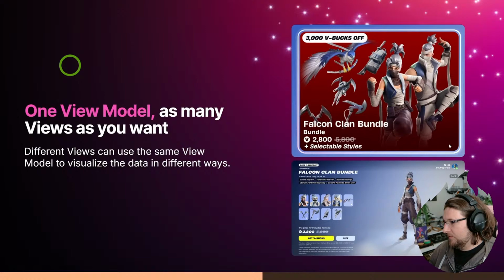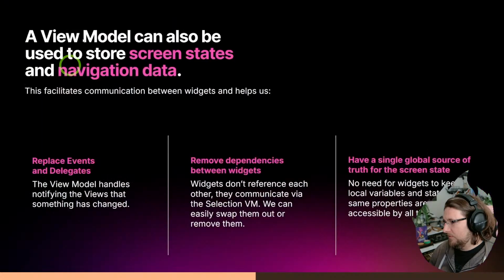But I want to show you in this tutorial something slightly different. I want to show you how you can use view models not to represent data, but to handle UI navigation. We can use view models to store navigation data and screen states and leverage their notification system to facilitate communication between widgets. What we can achieve is we can fully replace events and delegates with view model properties because MVVM takes care of notifying the views when a property has changed.